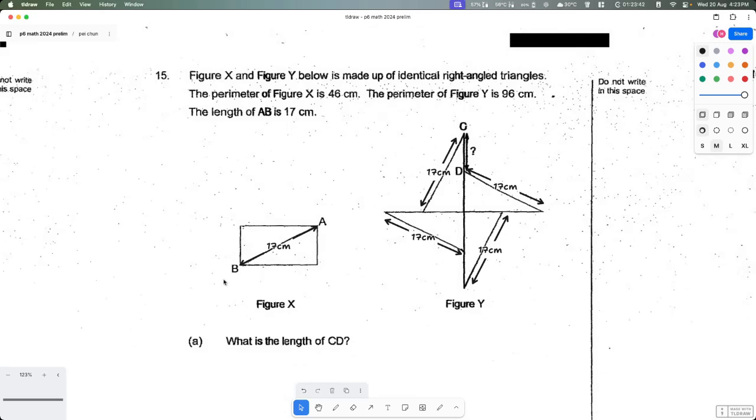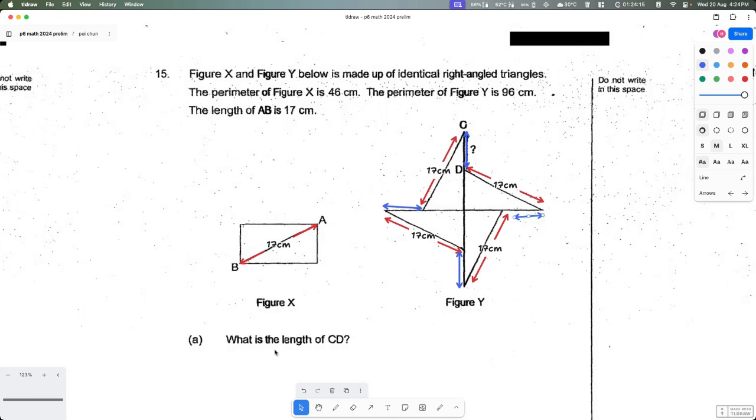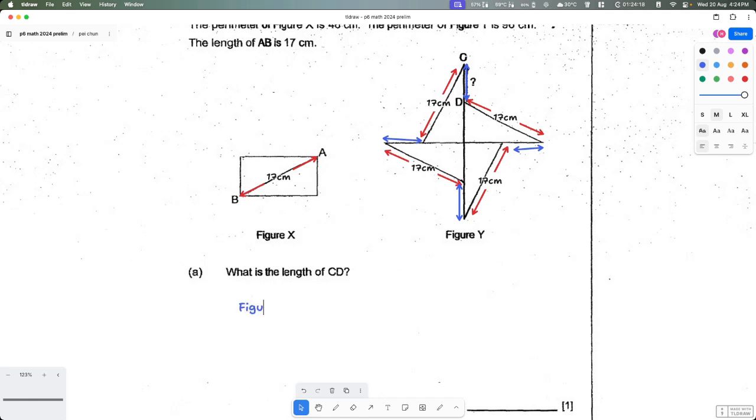For AB, the diagonal one, which is basically this whole thing, let me make all of this red so it's easier to see. Then CD, let me make another one green or blue. CD is here, and it's also here, and here as well.